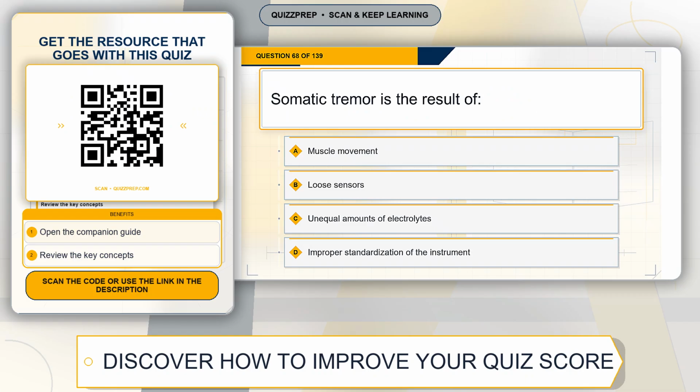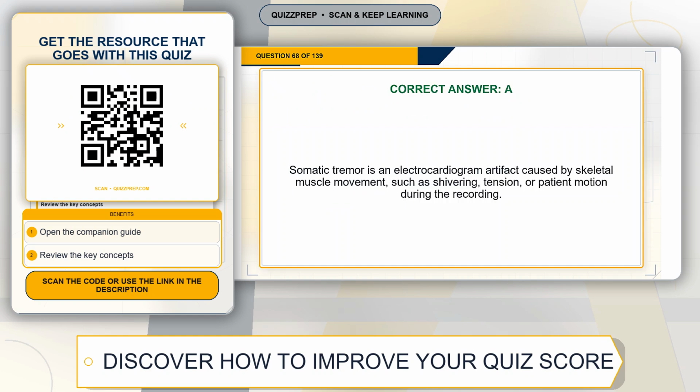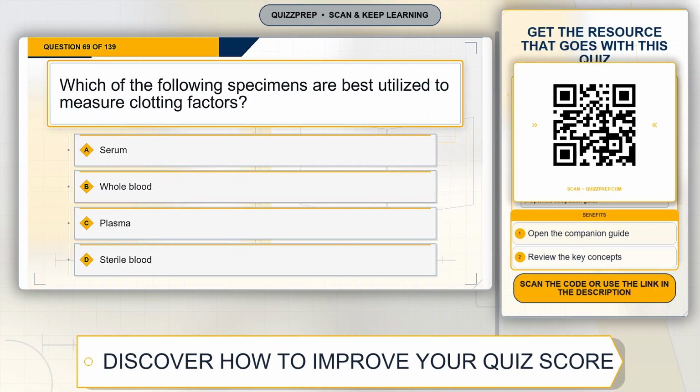Question 68. Somatic tremor is the result of: option A, muscle movement. Option B, loose sensors. Option C, unequal amounts of electrolytes. Option D, improper standardization of the instrument. The correct answer is option A, muscle movement. Explanation. Somatic tremor is an electrocardiogram artifact caused by skeletal muscle movement, such as shivering, tension, or patient motion during the recording.